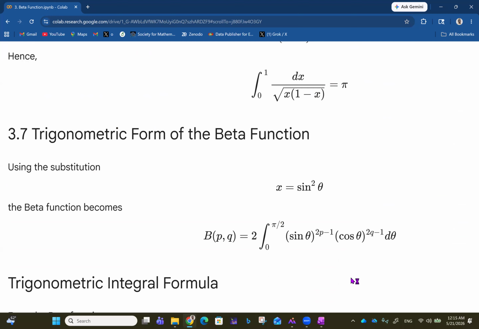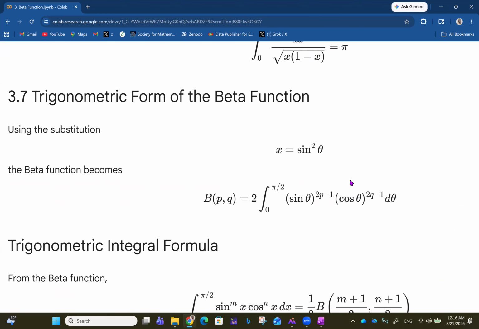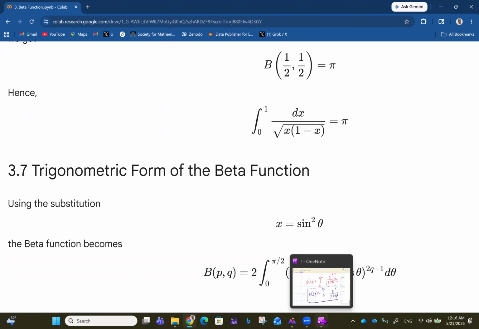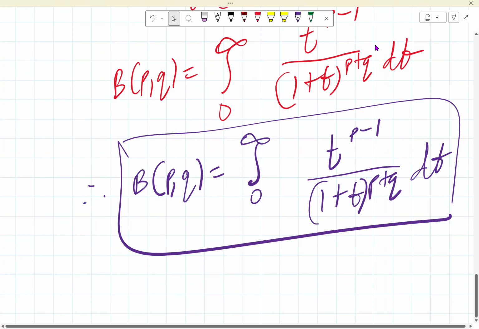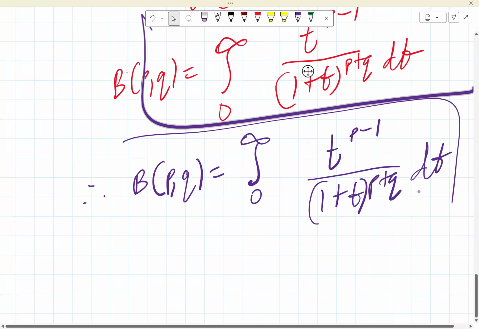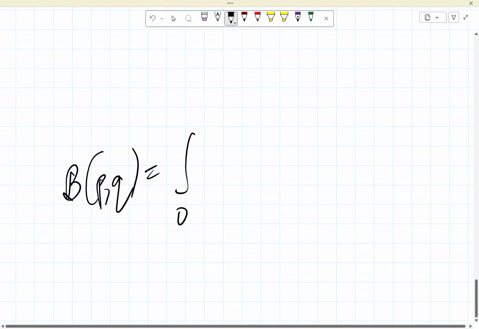So we then have the trigonometric form of the beta function. Using the substitution x equals sine squared theta, the beta function then becomes like this. You have beta p, q. If you substitute sine squared theta, the beta function is already x raised to the power p minus 1. Maybe I should write here. We are substituting x equals sine squared theta. So it's more about substitutions, just like what we substituted, x equals t over 1 plus t, here to get this. So we can also substitute, having beta p comma q to be the integral from 0 to 1.